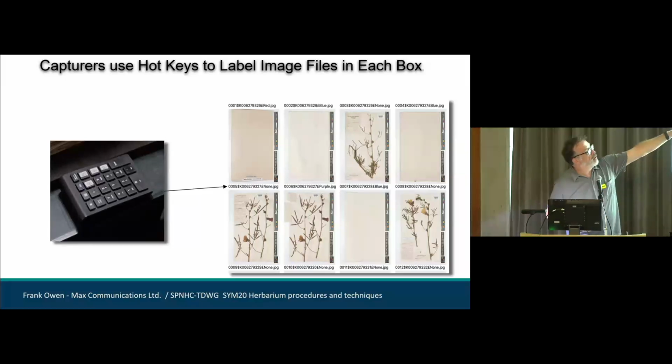Then we have a label, red for brown, because that's the only colours that they had, annoyingly. Blue for the white folders, and then none for the other ones. And I think we use purple for supplementary pictures, where we've got suffix pictures, more than one picture of the same specimen.